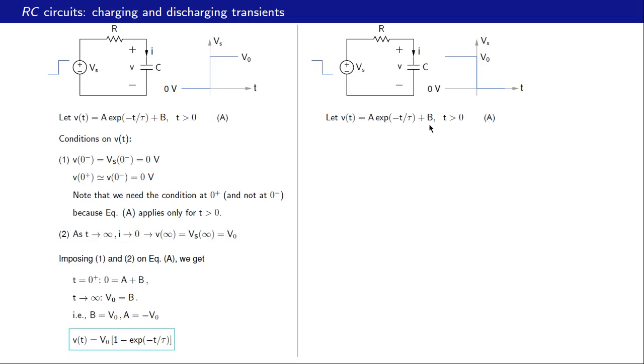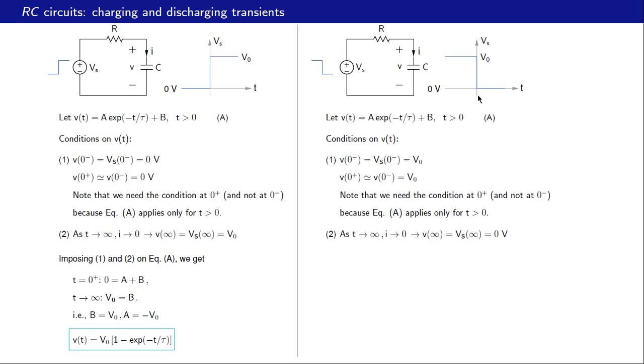Now this equation is valid for t greater than 0. For t greater than 0, we have only a DC source in the circuit, namely Vs equal to 0, and therefore this equation is valid. It is not valid in this region where Vs is changing. Now, like we did in the charging transient, let us find the conditions on v of t and then calculate a and b. We need two conditions. One condition is v at 0 plus and the other condition is v at infinity.